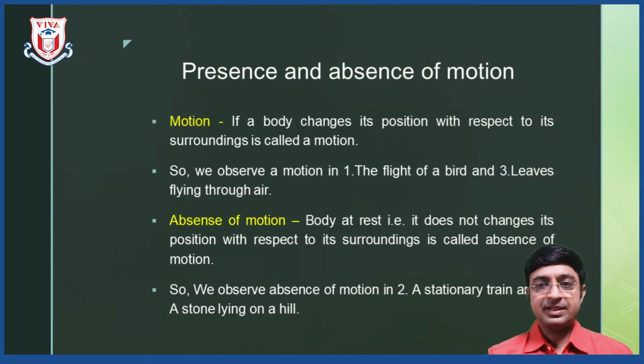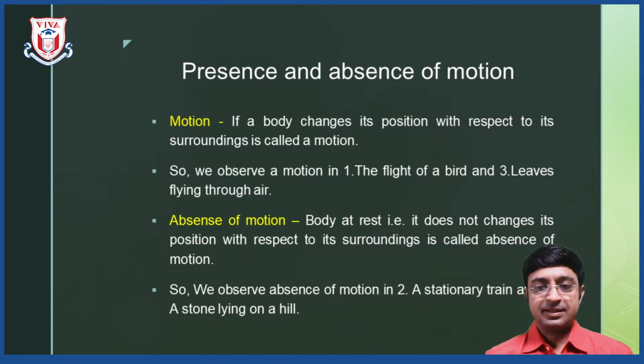Presence and absence of motion. First of all, what is meant by motion? If a body changes its position with respect to its surrounding, it's called a motion. So we observe a motion in example number 1, the flight of a bird, and example number 3, leaves flying through air.